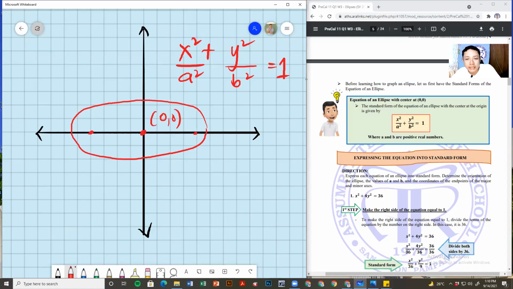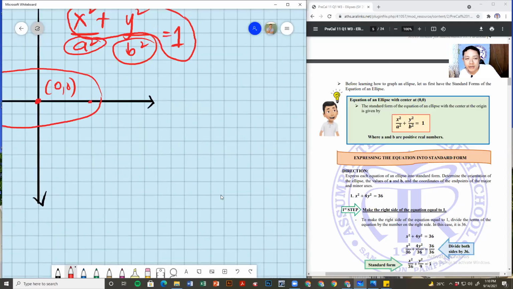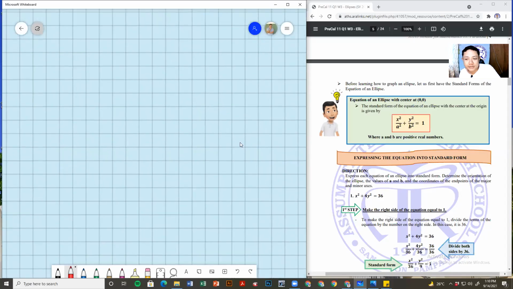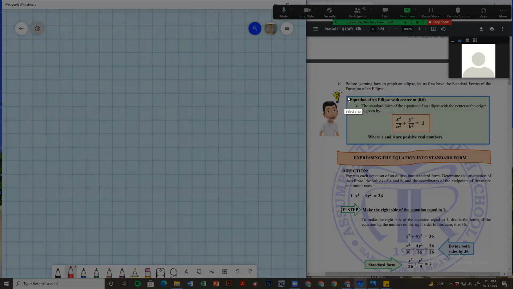Okay, so they have almost the same nature as the circle, of course, because a circle is an ellipse. However, it differs because we have this a squared and b squared right below x squared and y squared respectively. Okay, so this is just very simple. Let's have here an example. So always remember, this is our format for the equation of an ellipse. Let's have this as an example.